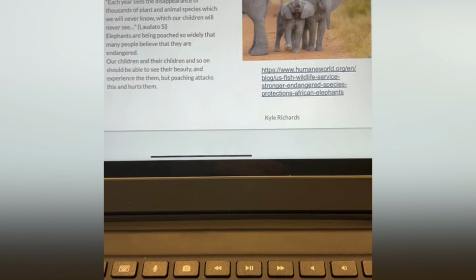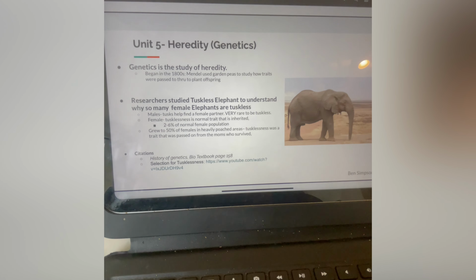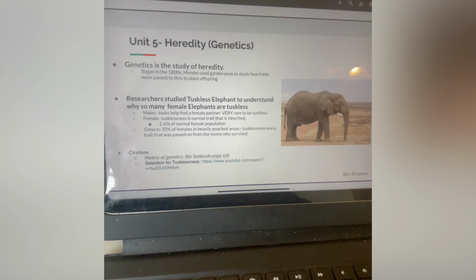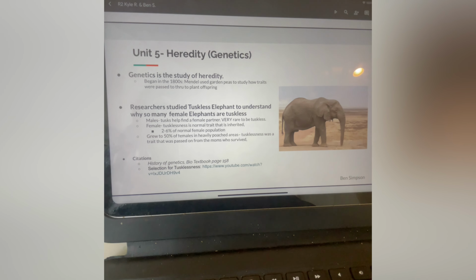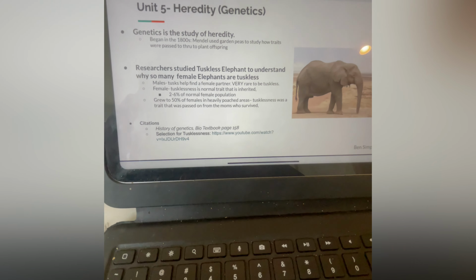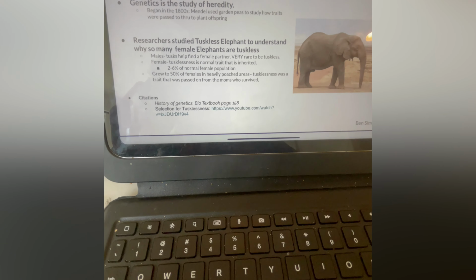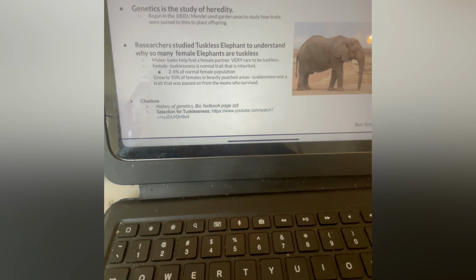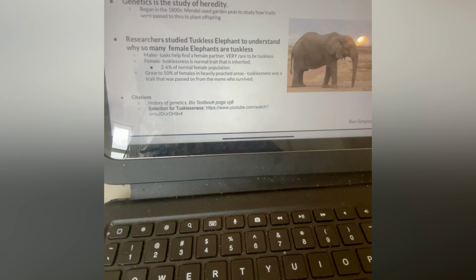they go extinct. Unit 5, Heredity, or otherwise known as genetics. Genetics is the study of heredity. Beginning in the 1800s, Mendel used garden peas to study how traits were passed through to plants' offspring. Researchers studied tuskless elephants to understand why so many female elephants were tuskless. Males' tusks helped find a female partner, so it is very rare for them to be tuskless. Female tuskless is a normal trait that is inherited.